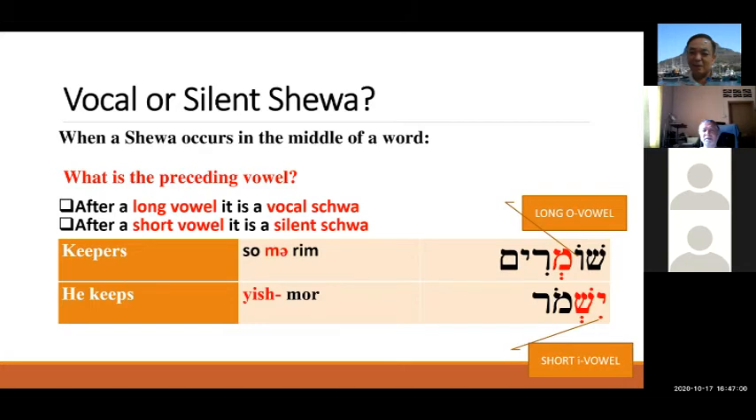Thank you. Can I ask to see whether you all understand? The first line: after a long vowel, it is a vocal schwa. Can you explain why it is a vocal schwa?